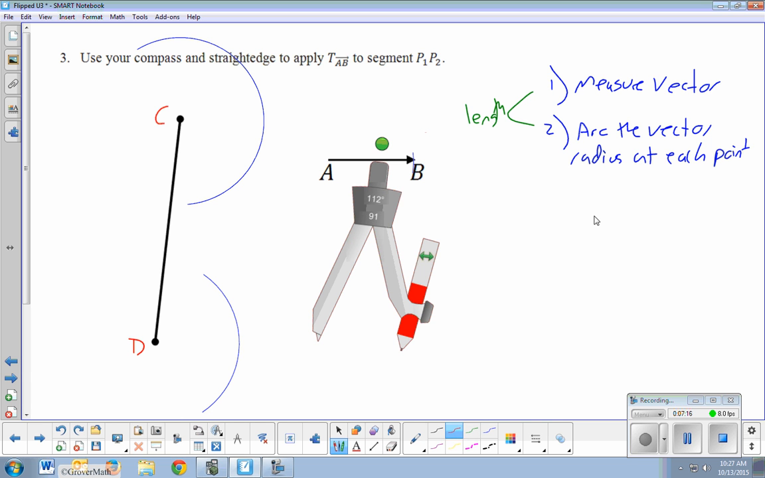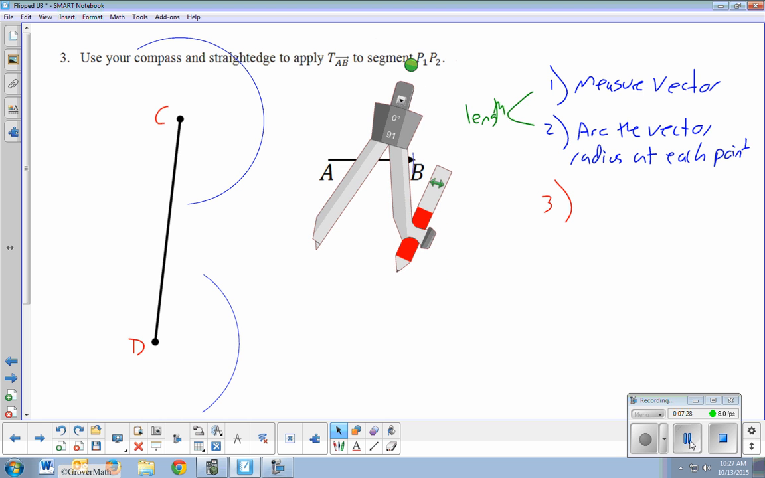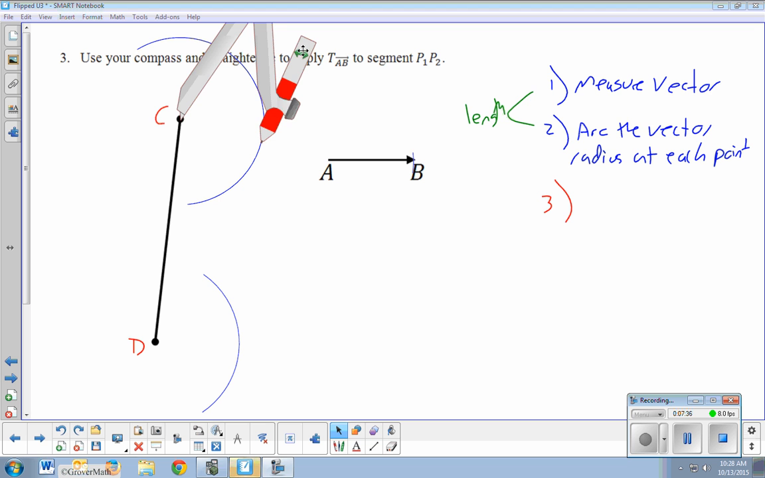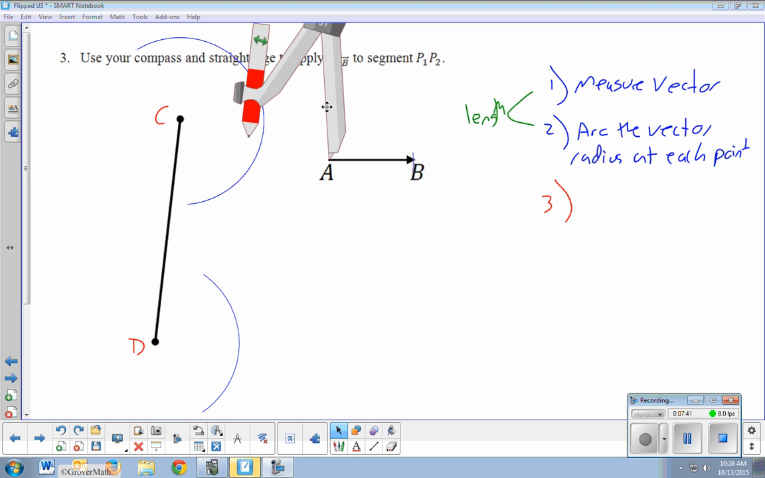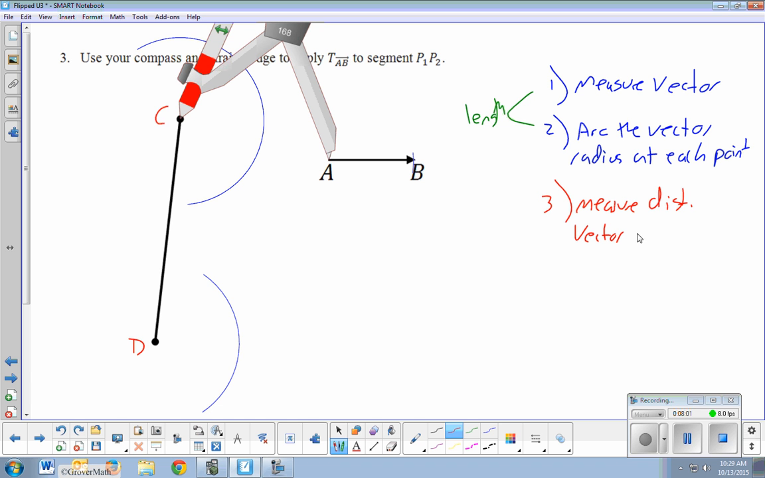How do we do the direction side of it? Step 3. What we do is we pivot, or we measure the distance. So we measure the distance from the point to the beginning of the vector. I'm actually going to flip this around. So put the pivot at the beginning of the vector and extend it so that it's at the point you want to translate. So the first step is measure the distance between the vector start to the point, because we have to do this one at a time for each point.